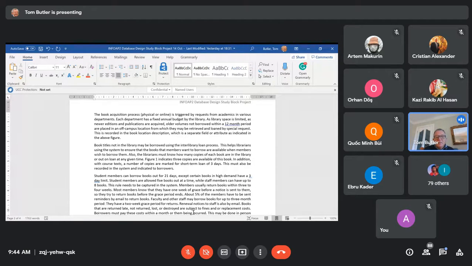Book titles not in the library may be borrowed using the interlibrary loan process. Remember, we're still keeping the off-campus books on the library catalogue, except we're indicating they're stored off-campus. Okay, that's a different database. Book titles not in the library may be borrowed using the interlibrary loan process to help librarians using the system ensure that the books that members want to borrow are available when members wish to borrow them. Also, the librarians must know how many copies of each book are in the library or out on loan at any time.